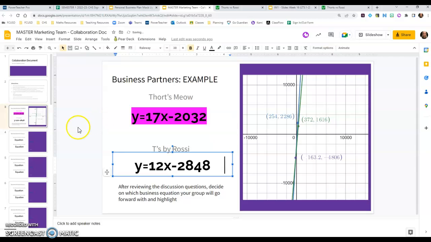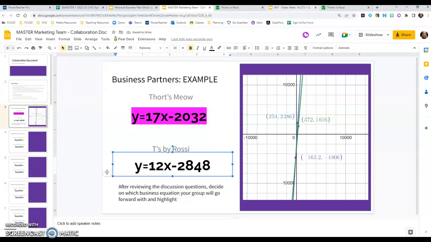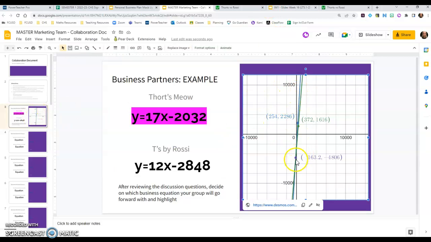Yeah, that's what you're doing. One slide per person. That's all I got. Make sure you have all 4 parts. You need to have both of your lines. You need to show the intersection point. You need to show your sellout points, and you need to decide which equation is going to make you more money.